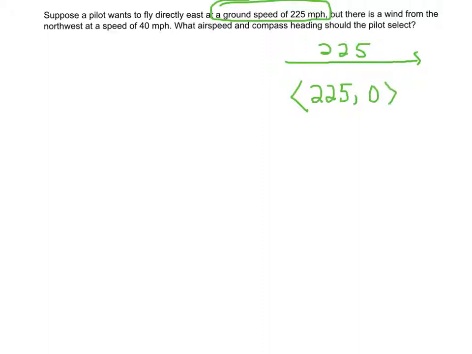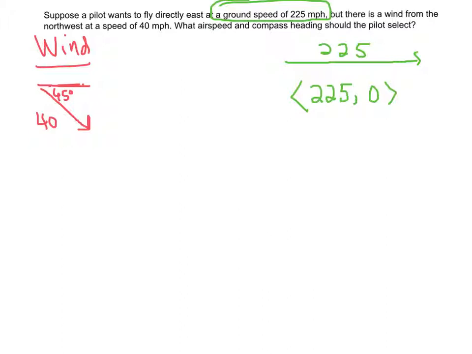So there are two different vectors acting together that will give us this resultant vector. One is a wind vector, and the wind vector is heading, let's see, there's a wind from the northwest, so that means it's heading southeast at a speed of 40 miles per hour. So the wind is heading 40 miles per hour to the southeast. So that tells me that this angle here is 45 degrees.